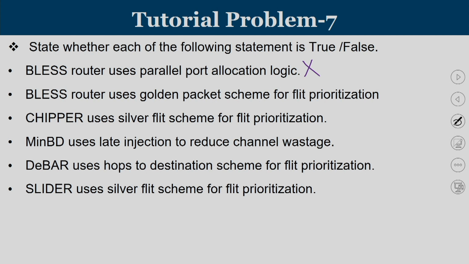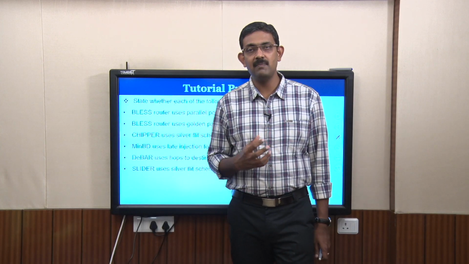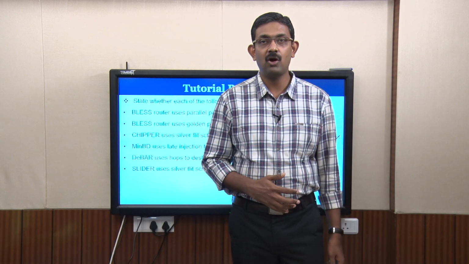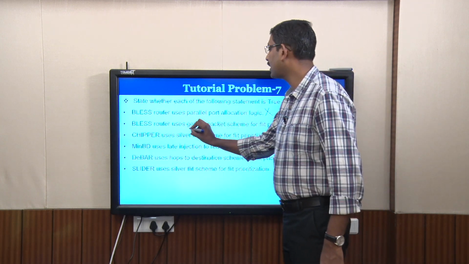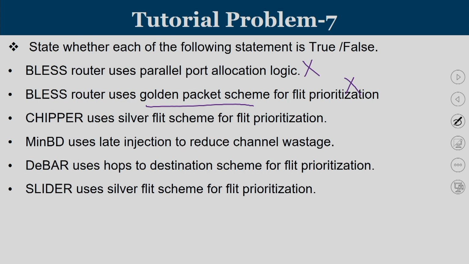Second, BLESS router uses golden packet scheme for flit prioritization. The priority mechanism of BLESS is based upon age. The age of the packet is looked at and the highest age packet is never deflected. The golden flit scheme is actually there in CHIPPER, not in the case of BLESS. So the statement that BLESS router uses golden packet scheme is also wrong.